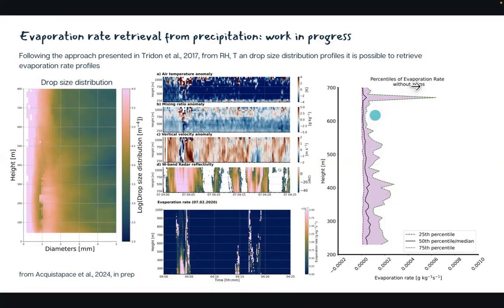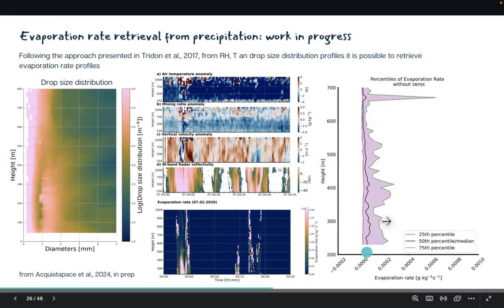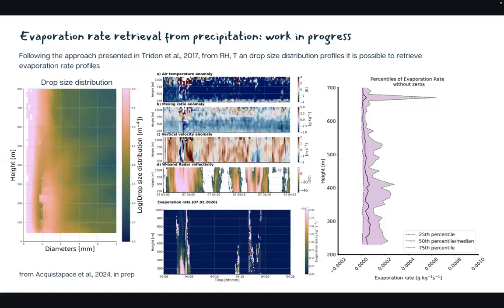And here you can see the percentiles of the evaporation rate that we found for this case. It's work in progress, it's nothing definitive, and we are trying to find a way to also evaluate our retrieval, and this is why we are working together also with Raffaella and Dominique.